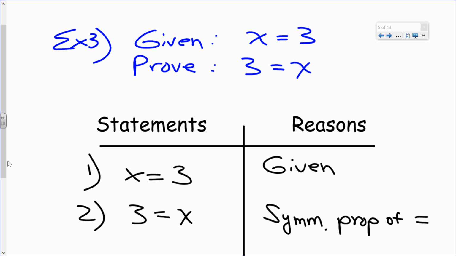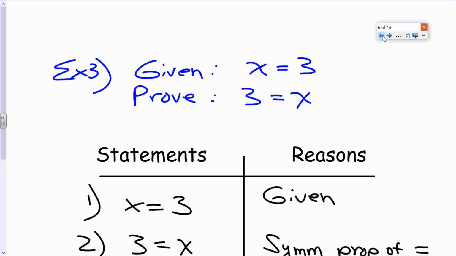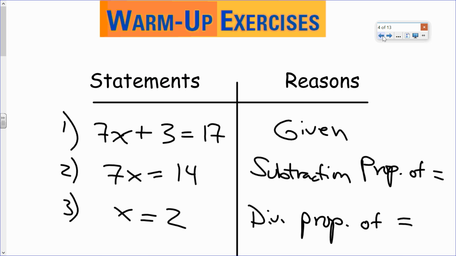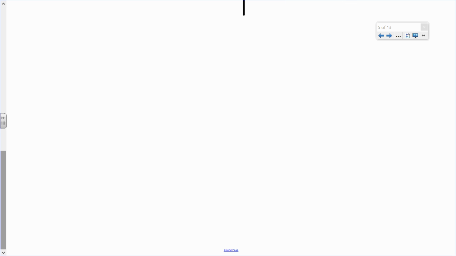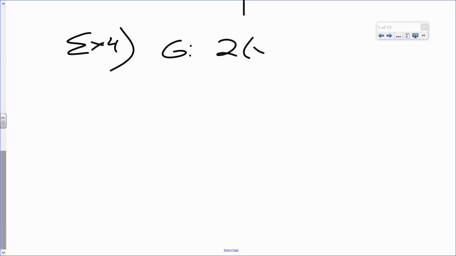Example 4. You ready? Oops. I'll just put example 4 underneath, actually. Example 4. Given 2x plus 3 equals 20. Prove x equals 7.